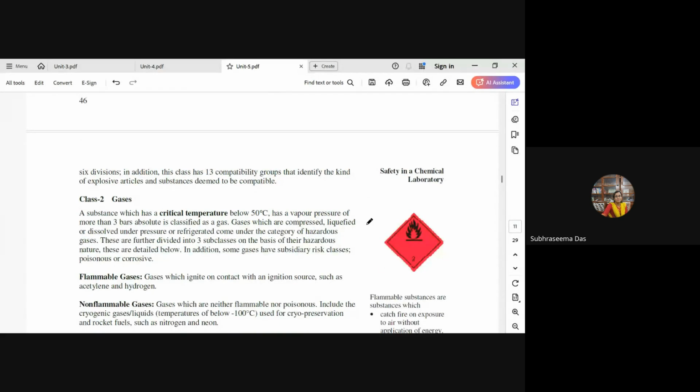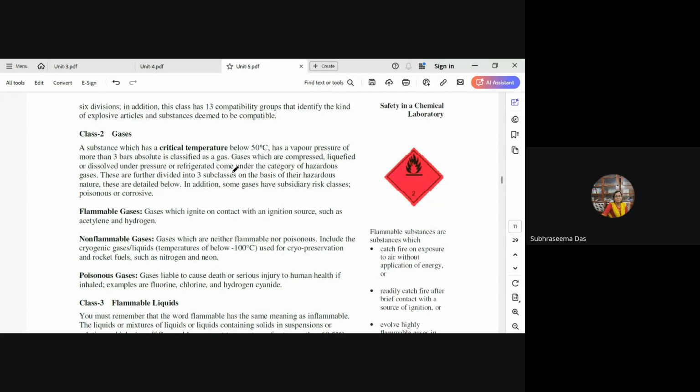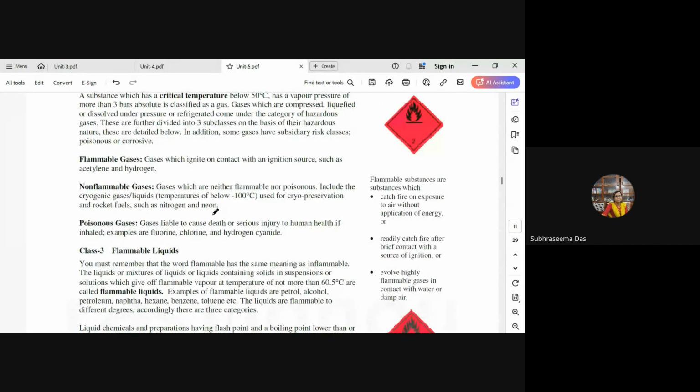Class 2 are gases, not all gases, but those which have a critical temperature below 50 degrees centigrade and a vapor pressure of more than 3 bars. These gases have been additionally subdivided into 3 classes. Flammable gases are the ones which catch fire immediately on exposure to fire, such as acetylene and hydrogen. Non-flammable gases are neither flammable nor poisonous, and poisonous gases directly cause death or injury, such as fluorine, chlorine, or HCN.